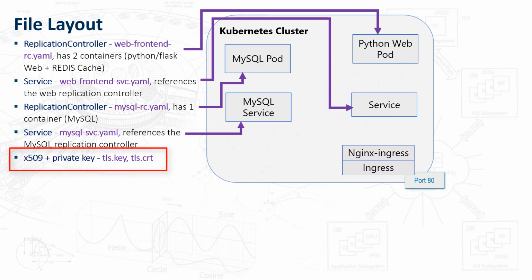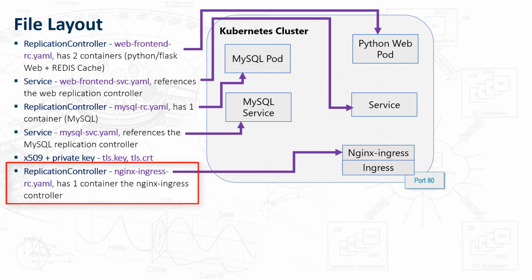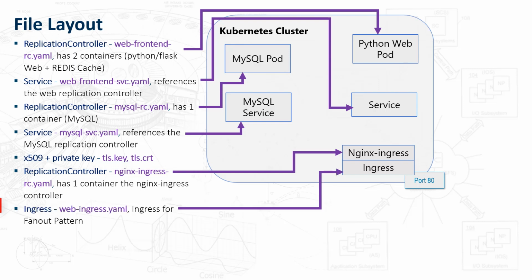The next two files, the TLS key and the TLS cert, represent the X509 certificate as well as the private key. These files are used in the cluster to decrypt traffic coming across SSL with any HTTPS request. These are likely to be stored in the Ingress controller. The next file that we're going to look at is the NGINX Ingress RC YAML file. This is the replication controller that represents the NGINX product used to help our Kubernetes Ingress do the fanout pattern. And finally, the web-ingress YAML file, that's in fact the definition of a Kubernetes Ingress controller. And it's in that file that we're going to define our paths for routing purposes, as we described previously.